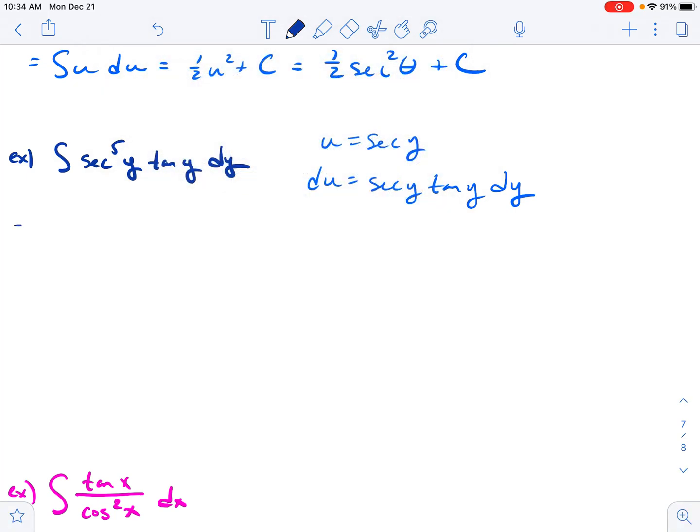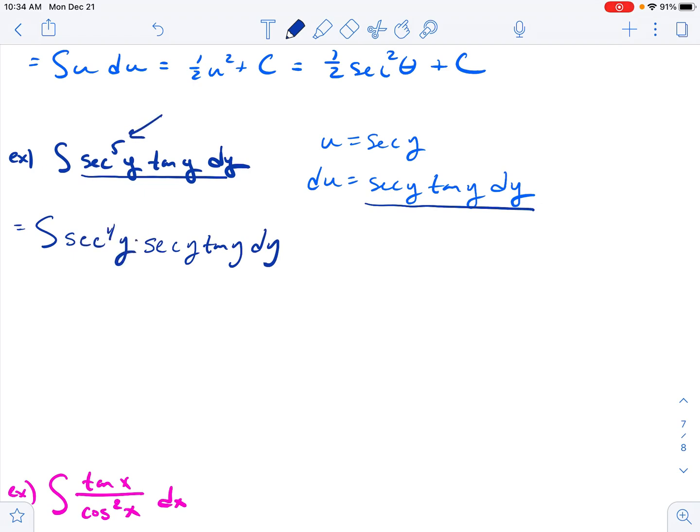Let me expand this out a little bit. Remember, I want a secant y tan y dy for my du here. So let me think about a way I can rewrite this. If I break off a secant y tan y dy, what power of secant is left? Well, that's got to be secant to the 4th y to get back to my original 5th power.